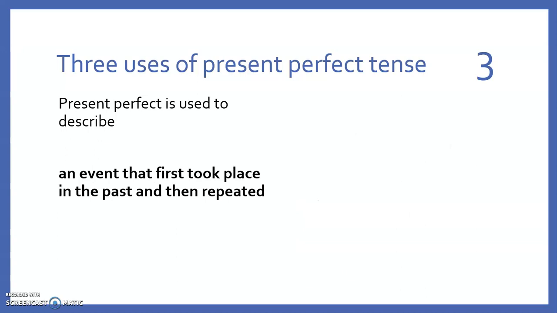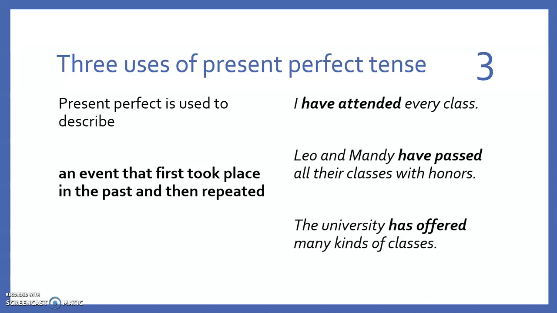Another use of present perfect tense is to describe an event that took place in the past and then repeated. For example, I have attended every class. Leo and Mandy have passed all their classes with honors. The university has offered many kinds of classes. All of these events took place in the past one time, and then they happened again another time, maybe several times.